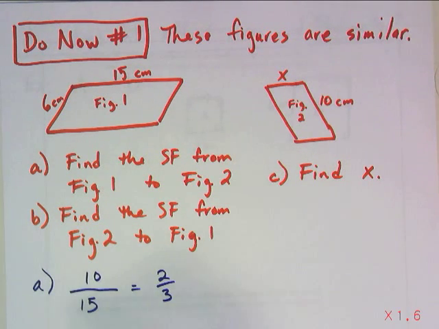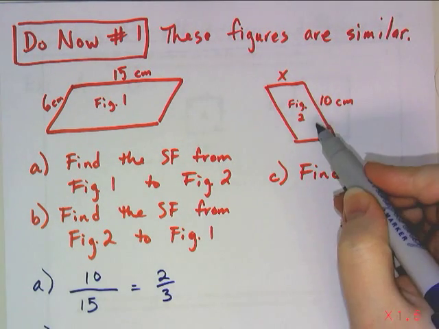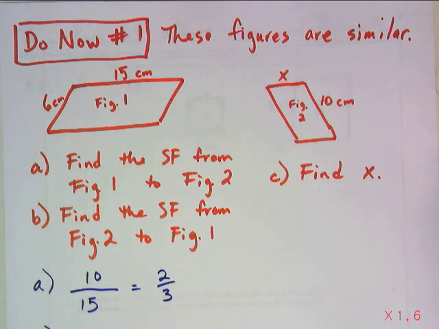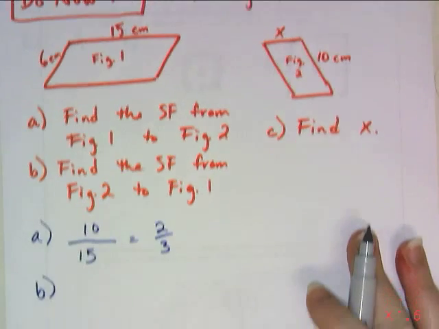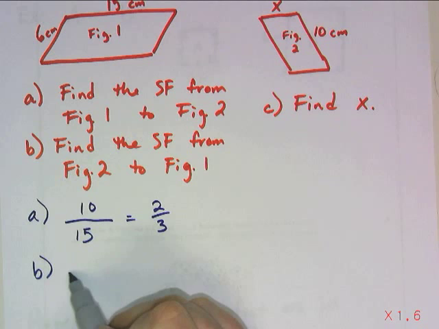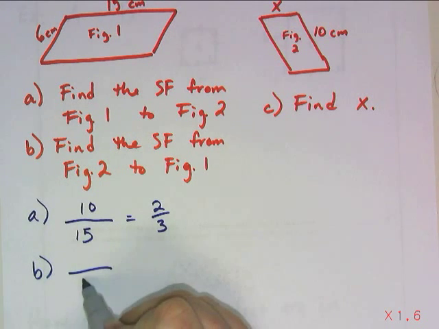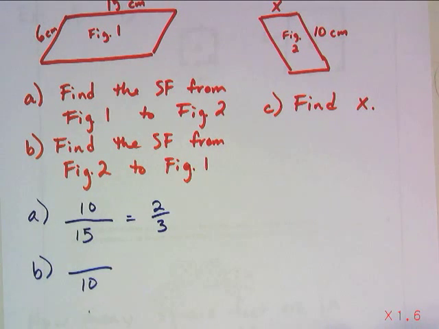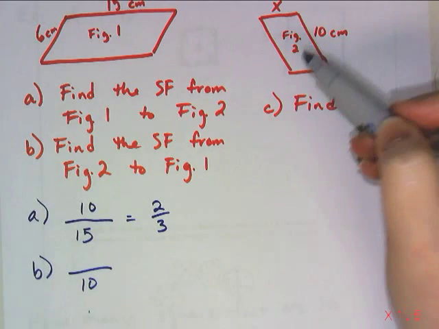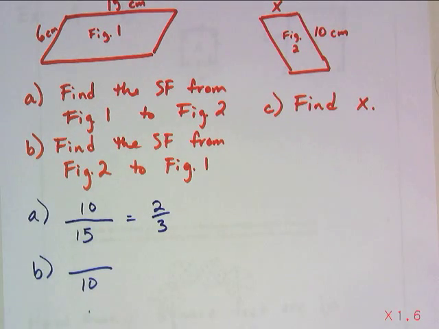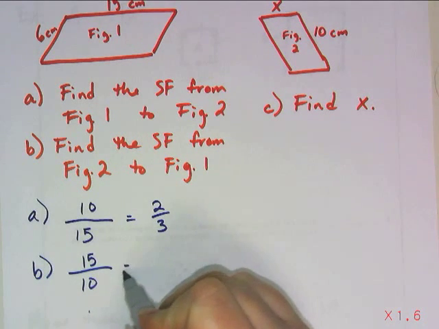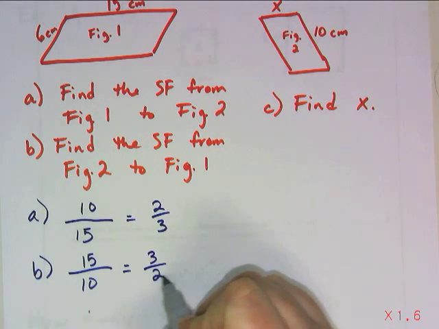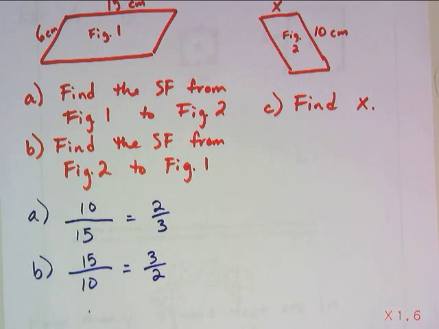Now for part B, from figure 2 to figure 1, my shape is getting larger, so I know this time it's going to have to work out to be bigger than 1. Let's take a look at what that would work out to be. I would just put the 10 in the denominator this time, since that would be my original from figure 2 to figure 1, means figure 2 is my original, and the 10 goes down here. And when I do that, I get 3/2 as my scale factor.